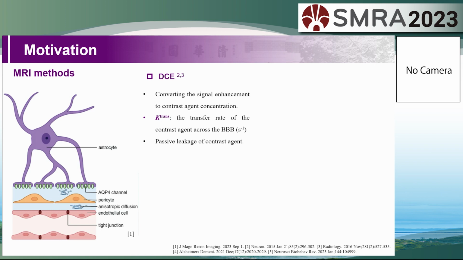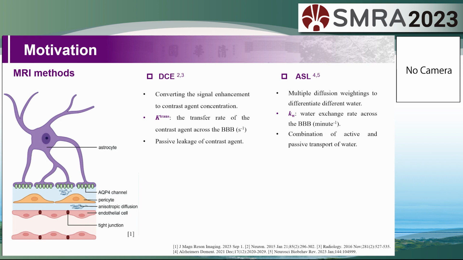In recent years, DCE and ASL are two emerging MRI methods to assess regional BBB damage. Many DCE parameters, such as K-trans, could reflect the transfer rate of contrast agent across the BBB. Many studies have shown that BBB leakage reflected by high K-trans in AD is associated with the degree of the AD. And the ASL technique employs multiple diffusion weightings to differentiate water from blood and brain tissue, and then calculate the water exchange rate, or KW. But the relationship between the water exchange rate and the degree of BBB damage remains unclear now.